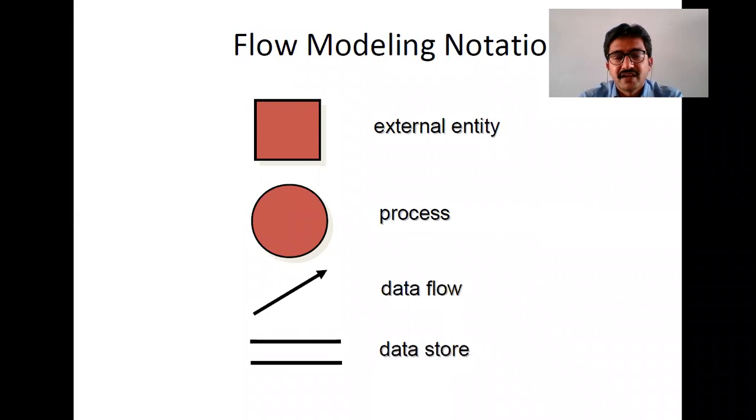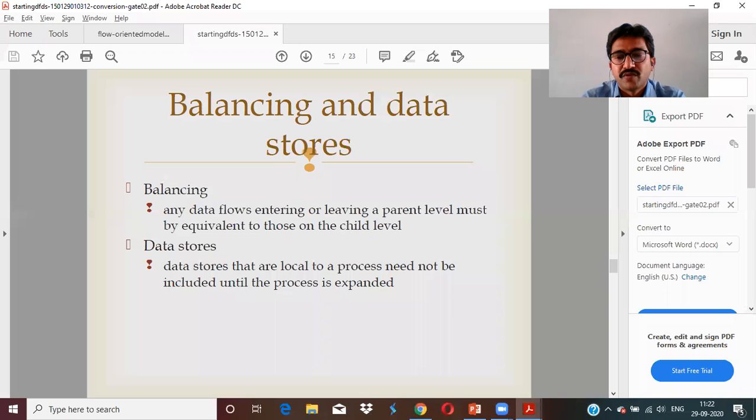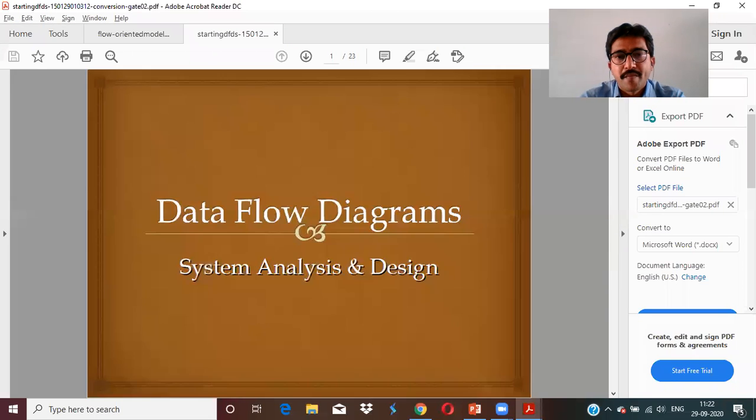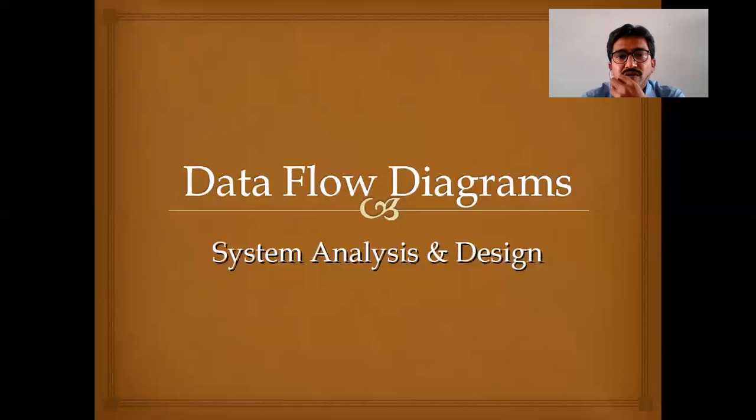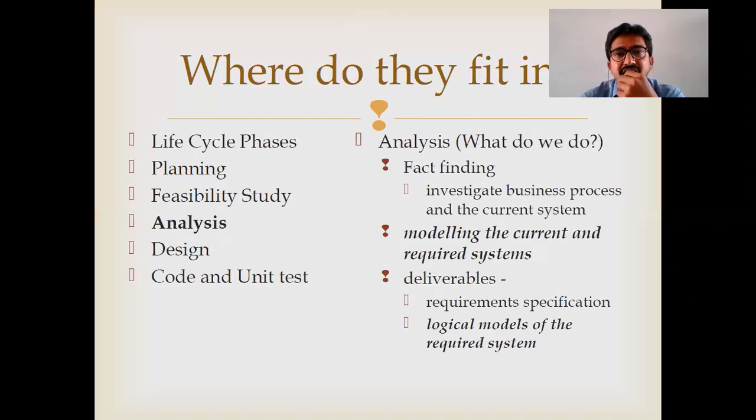So as a detail, let me see some more detail information. Data flow diagrams for flow-oriented modeling are used in the framework activity of system analysis and design. Where do we fit this? We have a life cycle of phases like communication, planning, modeling, construction, and deployment. In this one, we are adding it in the part of analysis.